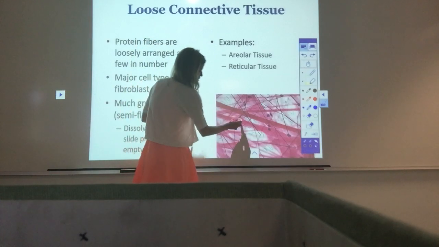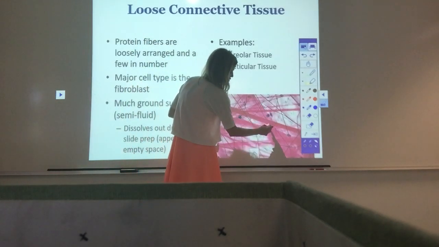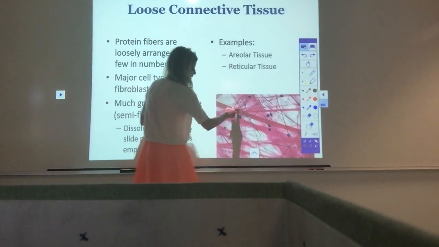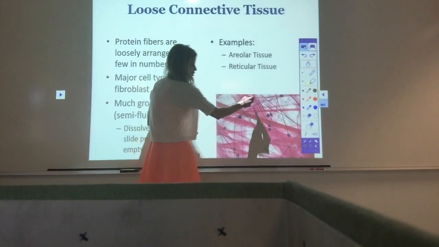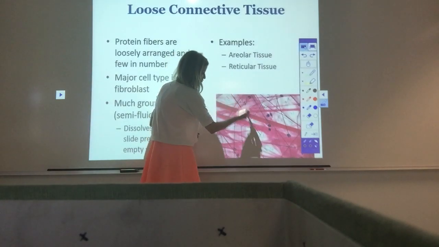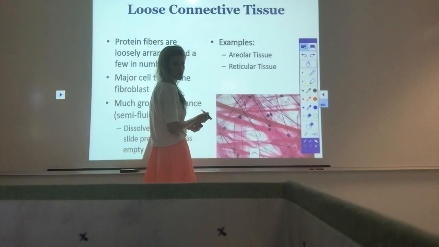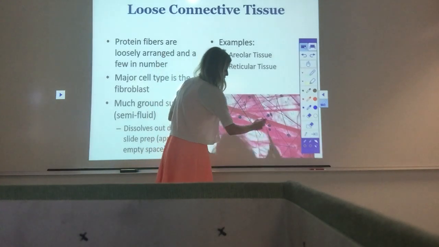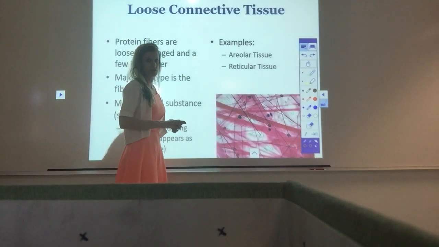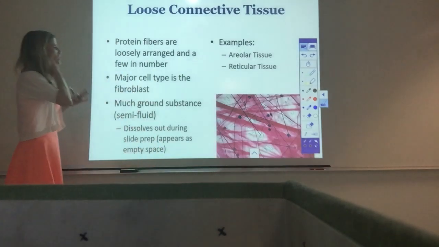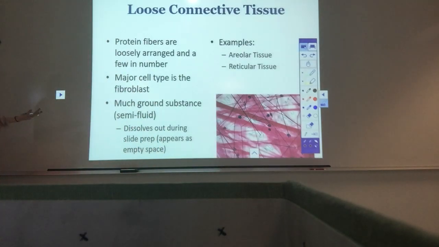And then you see cells, so these really dark areas are showing you the cells that are scattered throughout the tissue. And then these lines are showing you proteins. So these nice straight, really dense dark lines are showing you elastic fibers. And these thicker, kind of light pink fibers are showing you collagen. Because the collagen is always going to be more of a pinkish color. The elastic fibers are darker. So that's kind of a brief introduction to a loose connective tissue.